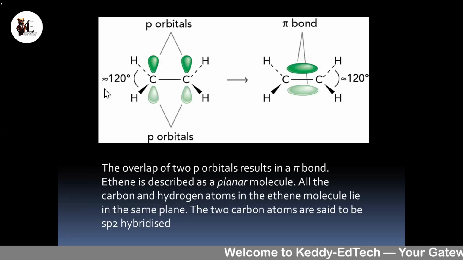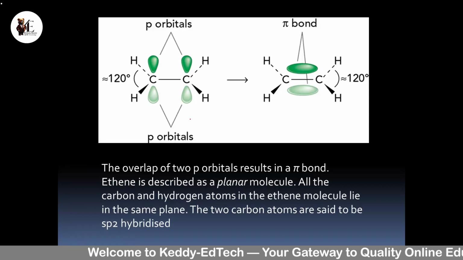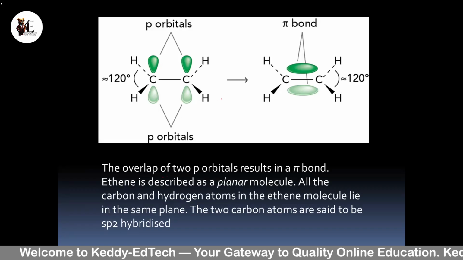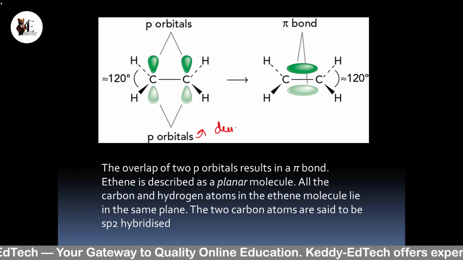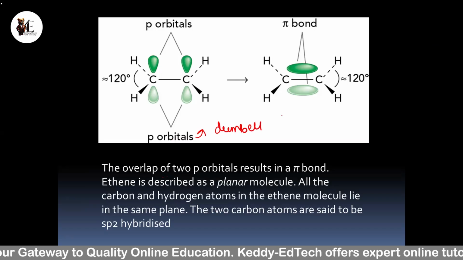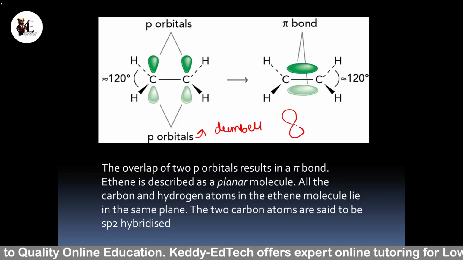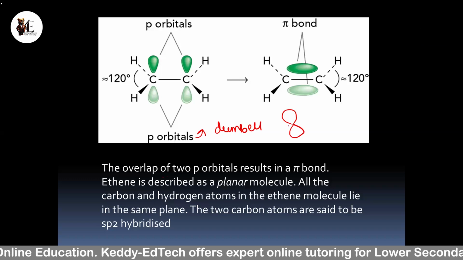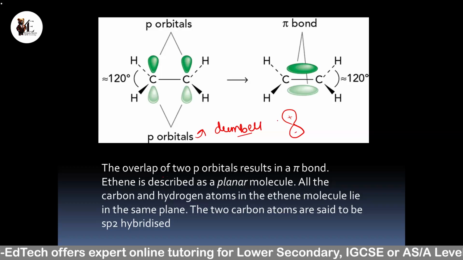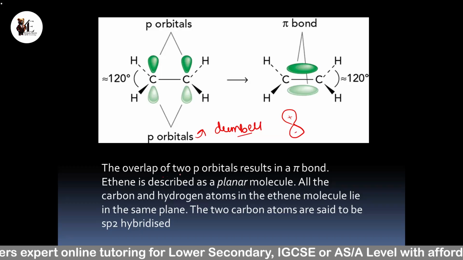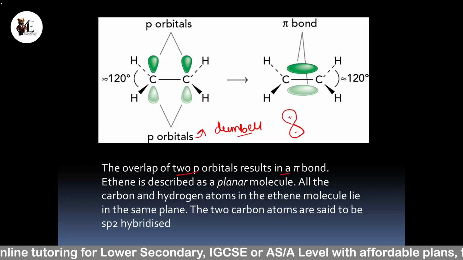Now here you can see that we have overlap of p orbitals. Overlap of two p orbitals results in a pi bond. What is the shape of a p orbital? It is dumbbell shaped, right? It has two lobes, one positive lobe and one negative lobe. So the overlap of two p orbitals results in a pi bond.